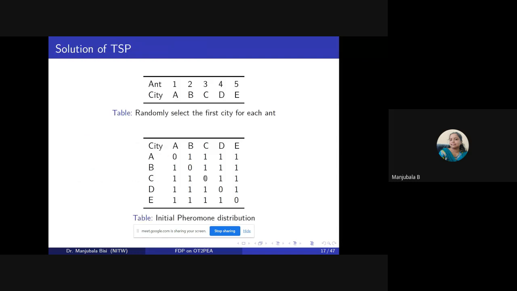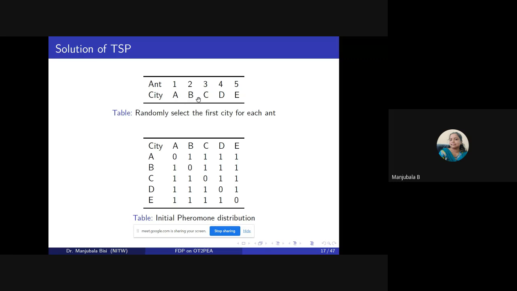So what we will do now, we are having 5 ants, 1, 2, 3, 4, 5, and we are having 5 cities A, B, C, D, E. So randomly we have to select the first city for each ant. So ant 1 we kept in the city A, 2 B, 3 C, 4 C, 5 D. That means we will get 5 different solutions from this random placement.